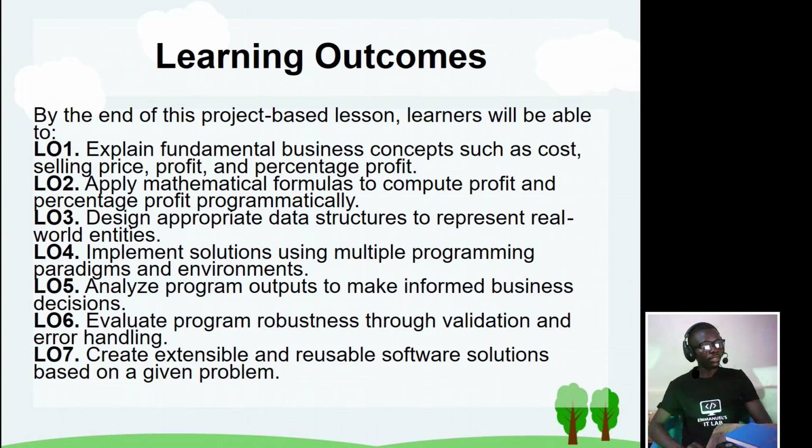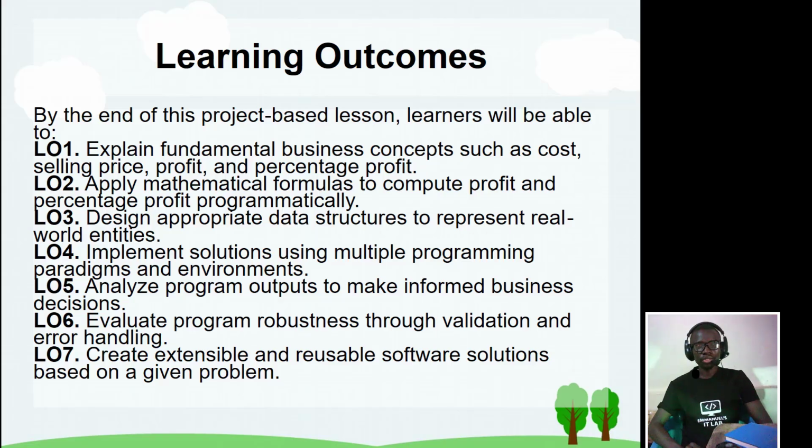Now, by the end of this session, we shall be guided by the following learning outcomes. You should be able to explain fundamental business concepts such as the cost price, selling price, profit, and the percentage profit. You should also be able to apply mathematical formulas to compute the profit and the percentage profit, and other calculations we shall see. You should also be able to design appropriate data structures to represent real-world entities. You should also be able to implement solutions using multiple programming languages and environments. You should also be able to analyze program output to make informed decisions.